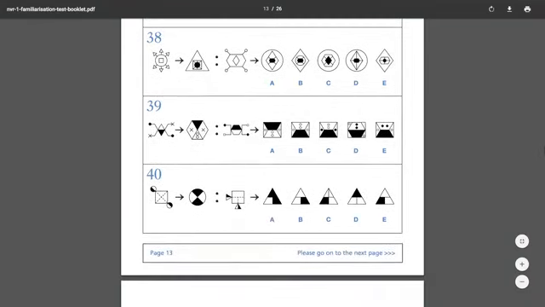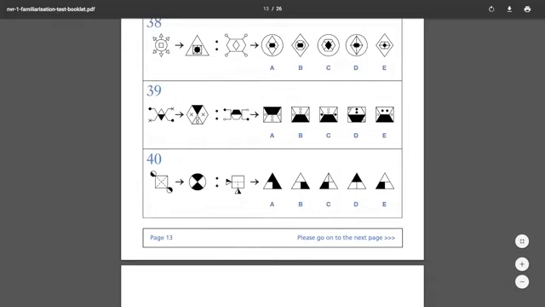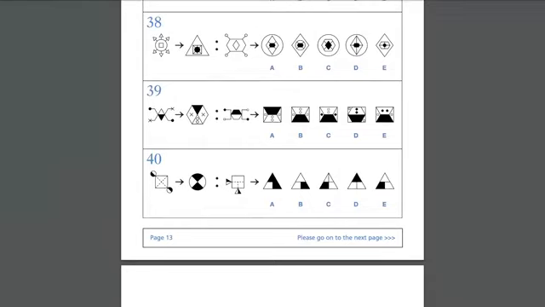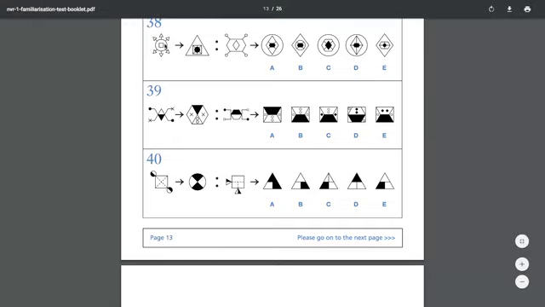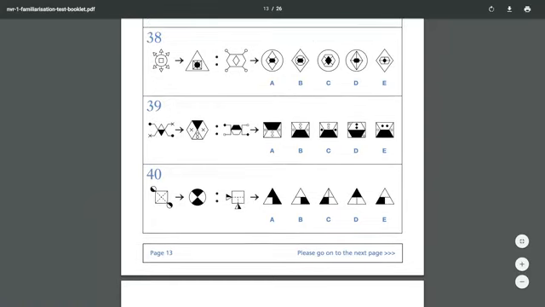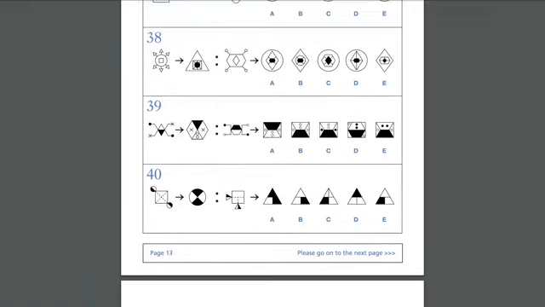What about 38, 39, 40? Try doing these three now. If you look at 38, something very good is happening in 38. So what's happening in 38? You need to look at that and then find out. Yeah, that's what's happening. So 38 is E.